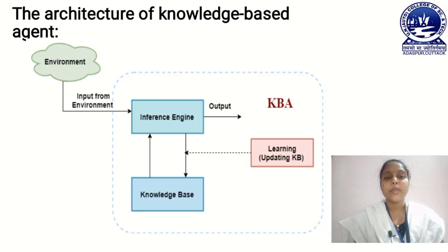Here, you must remember that a knowledge-based agent is nothing but an agent. But here, one knowledge base is used which basically stores some prior knowledge about the environment. And the inference engine, another component of the knowledge-based agent, always takes the action based upon the current input and the knowledge that is stored in the knowledge base of the knowledge-based agent.